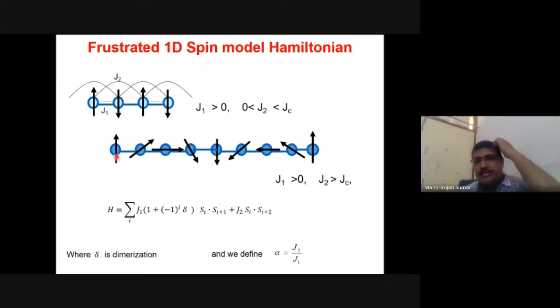In case of a frustrated system, the system goes neither ferromagnetic nor antiferromagnetic, rather it has some kind of spiral behavior, and you'll have this kind of spiral-like arrangement. I'm showing the Hamiltonian of this system here. You see that the dimerization is only in the nearest neighbor, and this second part is J2, which is the next nearest neighbor. I'll be using a term alpha, which is just the ratio of J2 by J1.